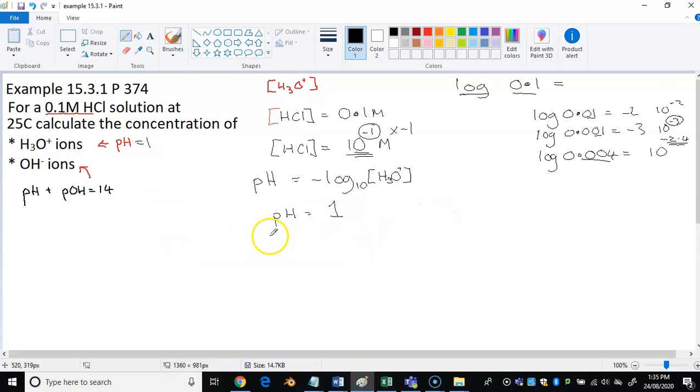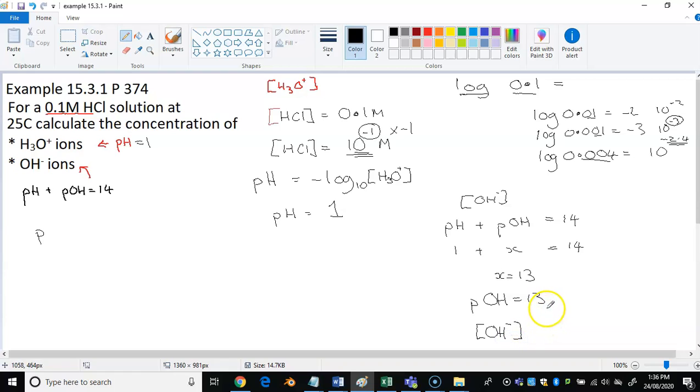Now, for the second part, the concentration of the OH minus, we're going to use pH plus pOH equals 14, and 1 plus X equals 14. Probably not the most taxing formula you've had to deal with, and so yes, X equals 13, and so the pOH is equal to 13, and so the concentration of OH minus ions, which we are asked for, equals 10 to the -13 molar. There we go.